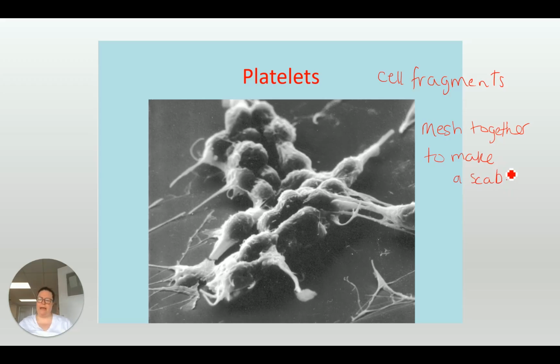It's not really nice talking about scabs, but one, so that the skin can be pulled back together to heal, but also to stop any pathogens getting in through the scab, okay? Because your skin is a barrier, and if your skin's a barrier and it's broken, things can get inside. So it's really important you have that clotting mechanism, okay? So platelets are involved in blood clotting.